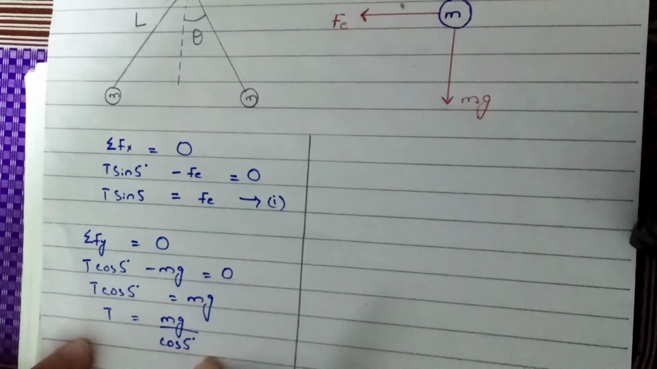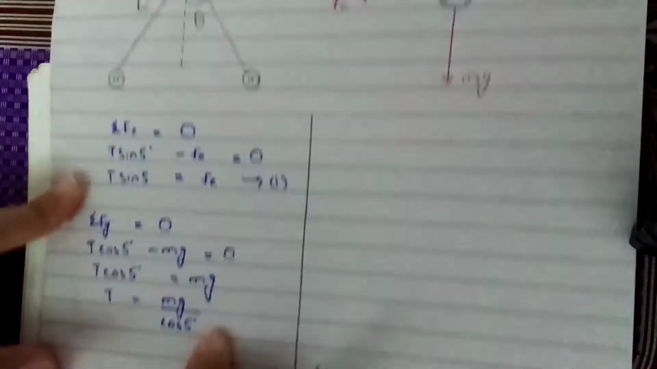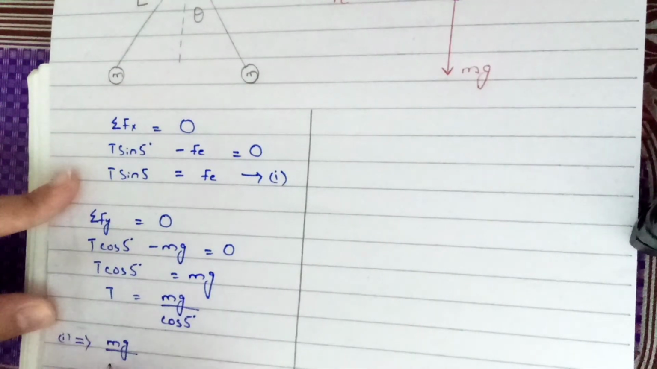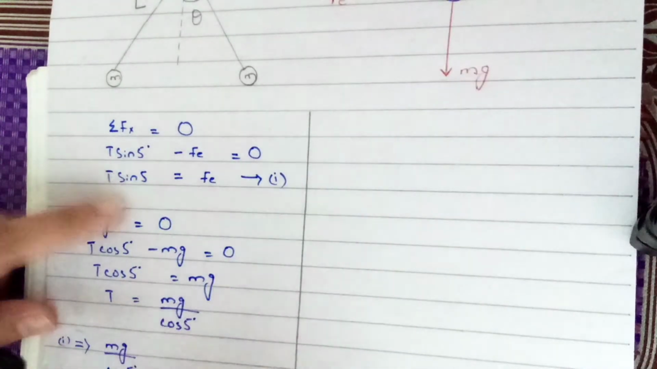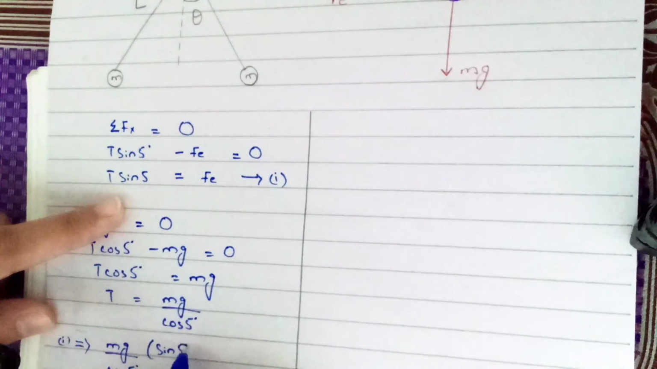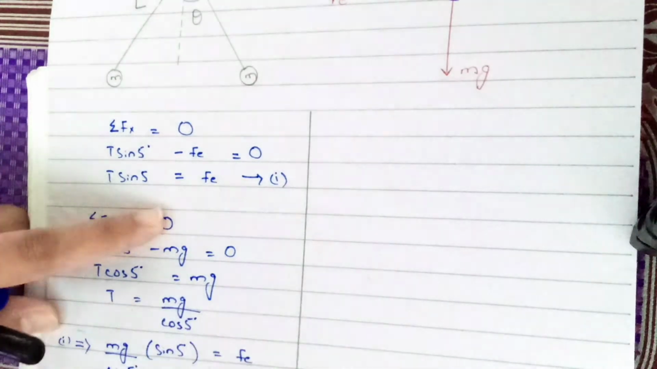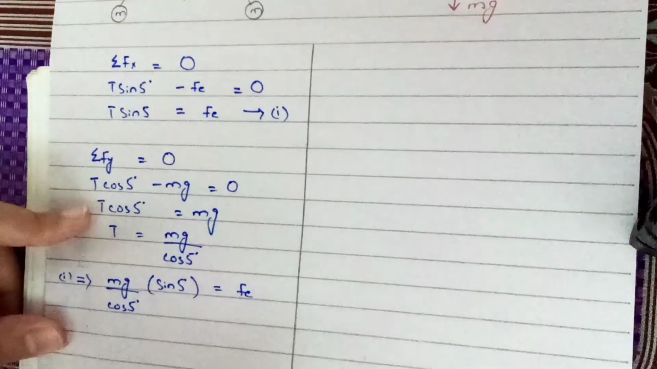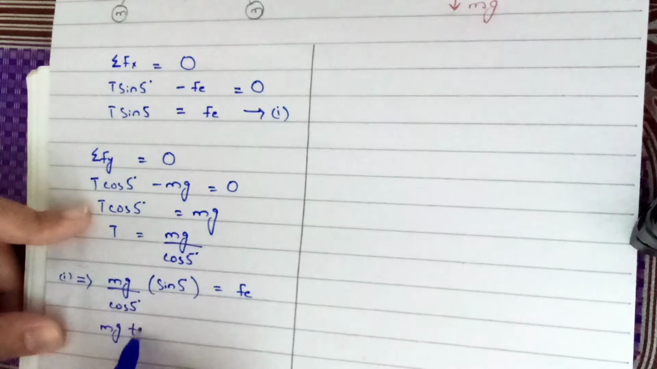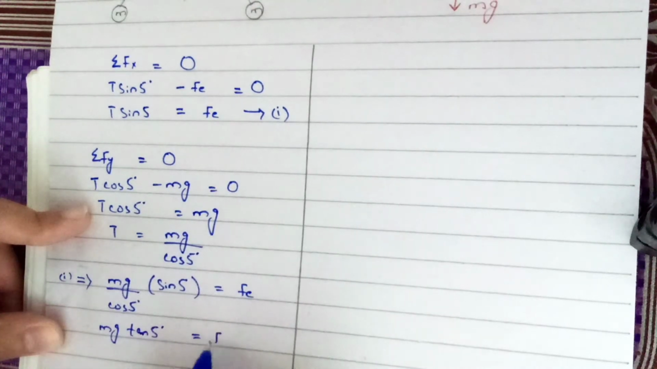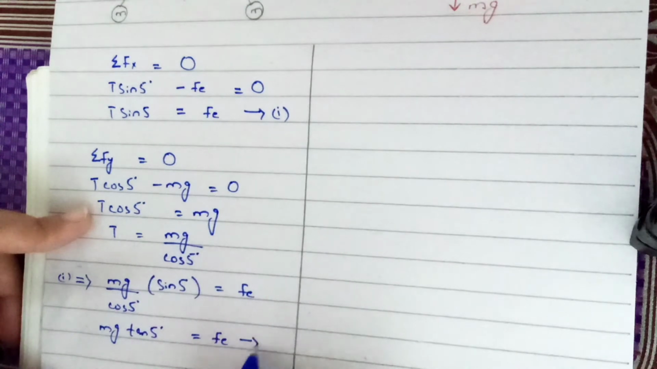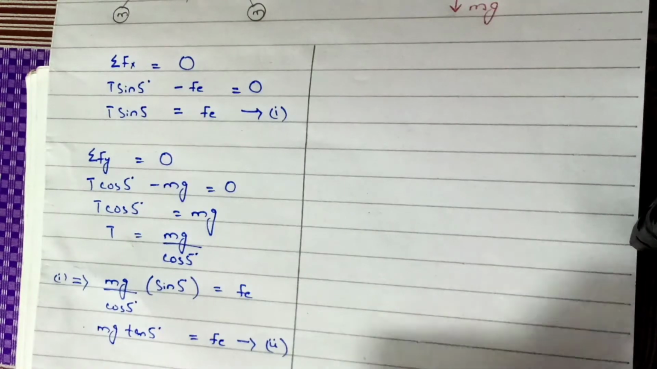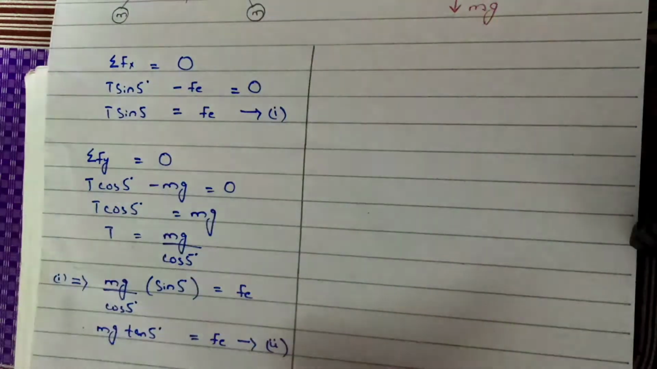When I substitute the value of this T in equation 1, equation 1 becomes mg upon cos 5, the value of T, times sine 5 equals Fe. Then we know that sine 5 over cos 5 is tangent 5. So we can say that mg tangent 5 equals Fe. Let's call this equation 2. Now dear students, we know that this Fe is basically Coulomb's force, and what is Coulomb's law?